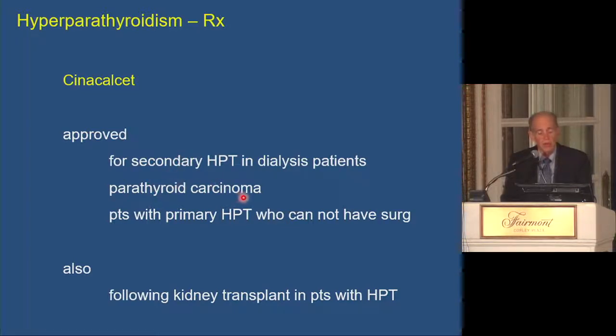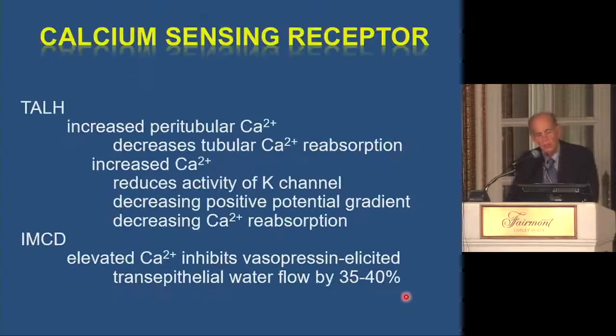It's approved for treatment of parathyroid carcinoma, and patients with primary hyperparathyroidism who cannot have surgery. I have a little old lady who has such severe arthritis that she can't extend her neck, and she's doing well on cinacalcet. We tend to use it following kidney transplant in patients with hyperparathyroidism, though there's a lot of controversy whether these patients, after a year or two, would benefit more from surgery. Recent paper in the New England Journal.